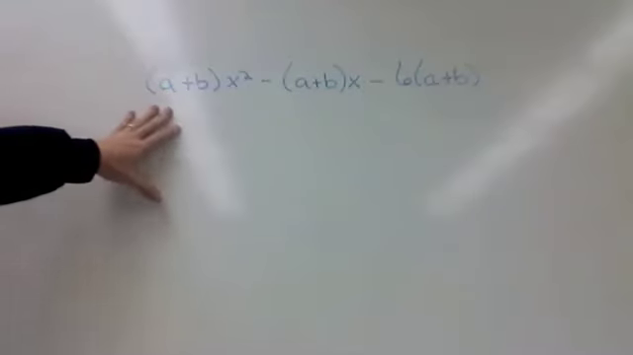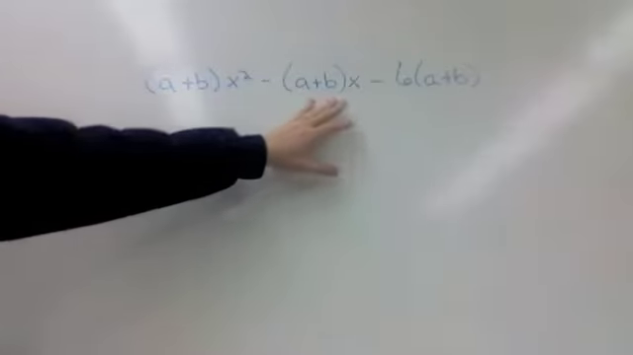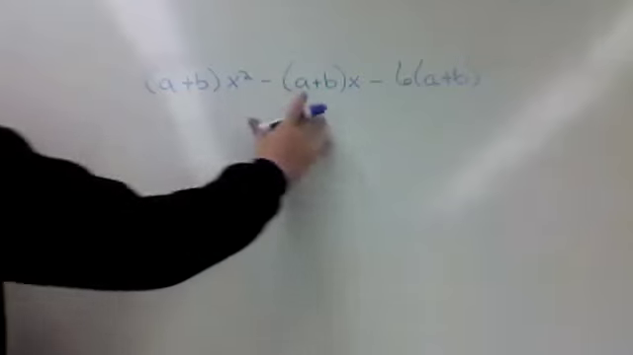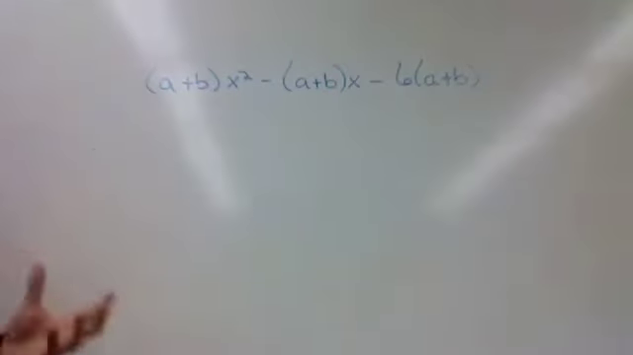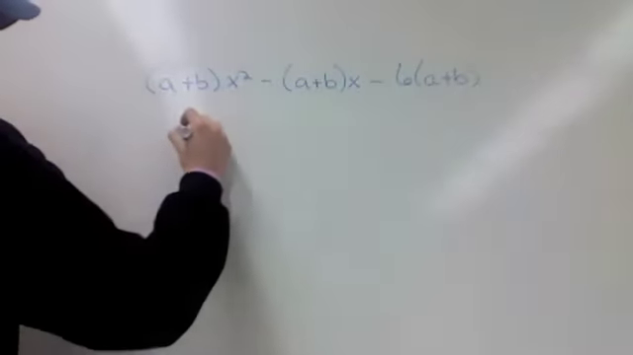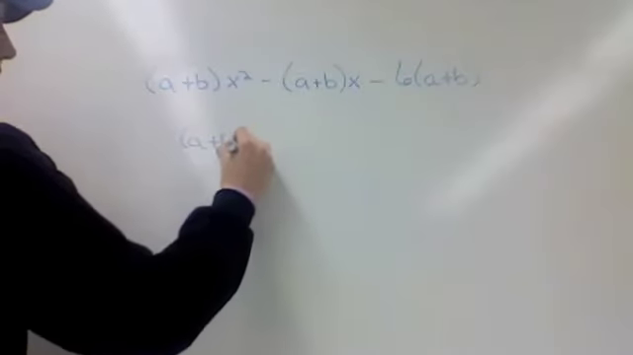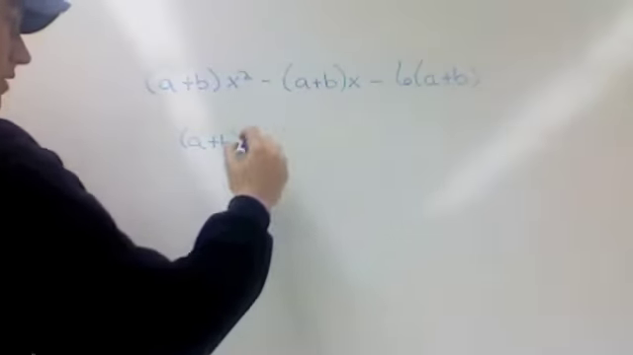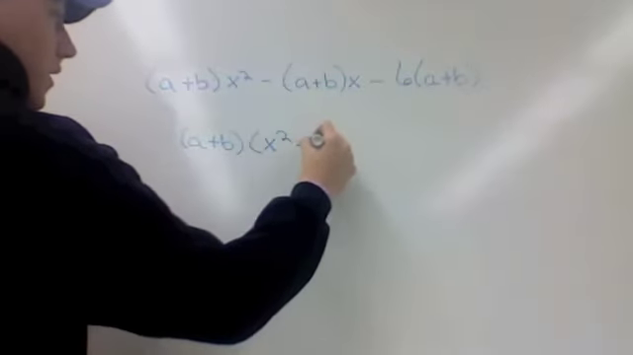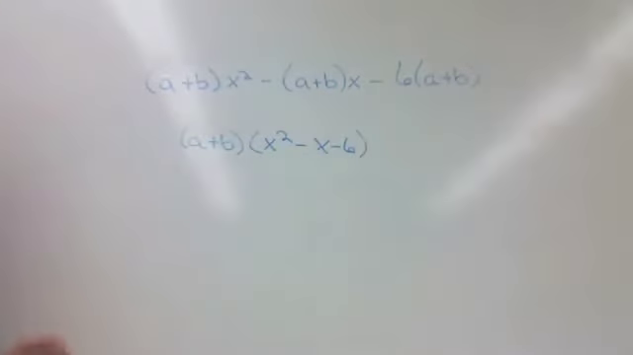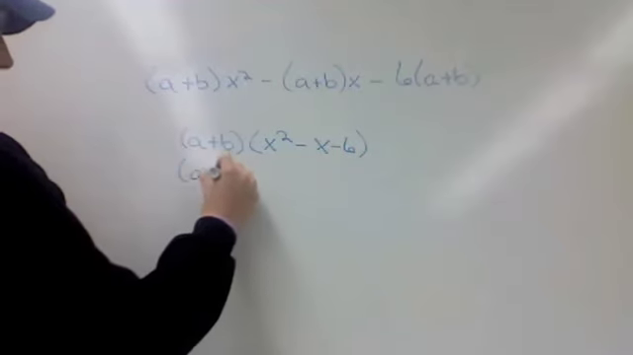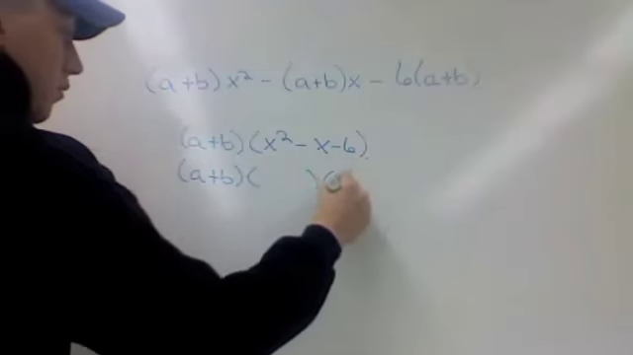So we look here, we have (a plus b) times x squared minus (a plus b) times x minus 6 times (a plus b). As you can see, each one of these terms has an a plus b in common. So we'll go ahead and factor out that a plus b. Now, what we have left over is x squared minus x minus 6. So we'll put x squared minus x minus 6 in here. And just like we did yesterday, we're going to factor out this x squared minus x minus 6. So (a plus b), parentheses, parentheses.